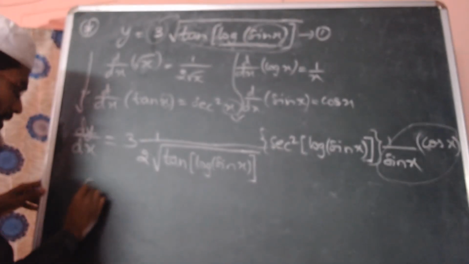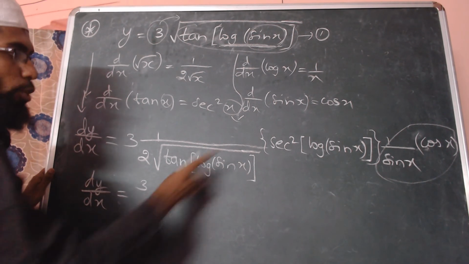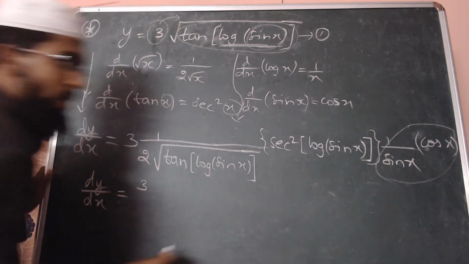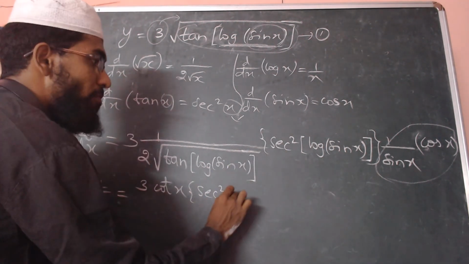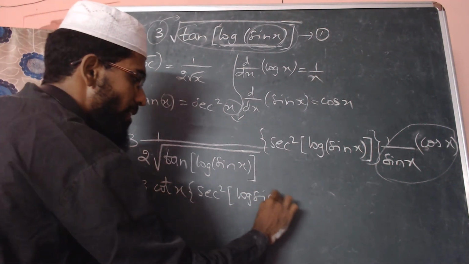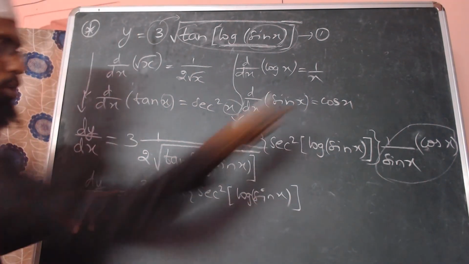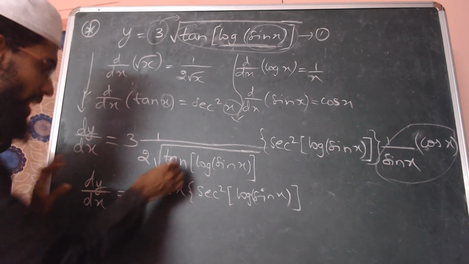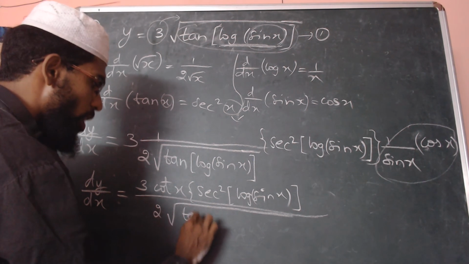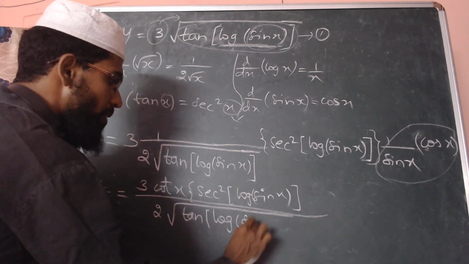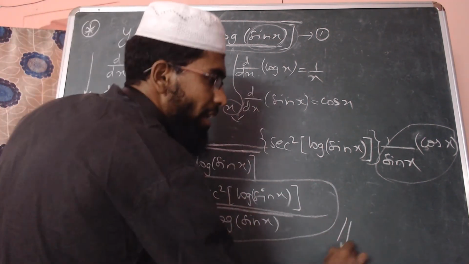So I can write dy by dx equal to, making it simple like this, 3 into cos by sin, which is cot x, into secant square of log of sin x, divided by 2 root of tan of log of sin x. Yes, so this will be my dy by dx.